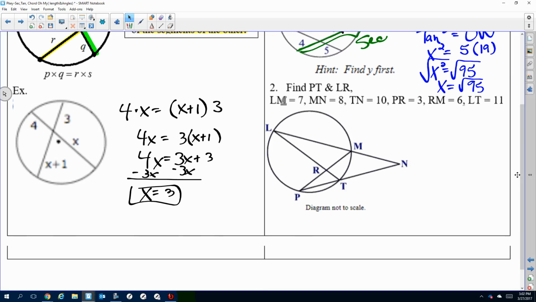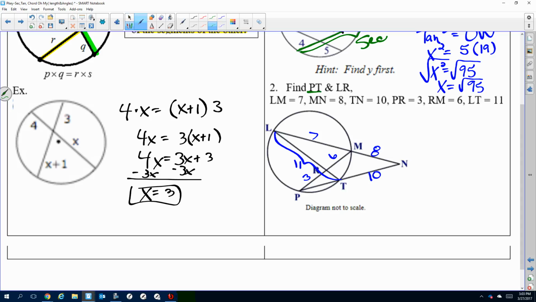Okay, 2. Start off with labeling all the given information. So LM is 7, MN is 8, TN is 10. This is not to scale. PR is 3, RM is 6, and LT, which is the whole segment here, is 11. They want us to find PT and LR.